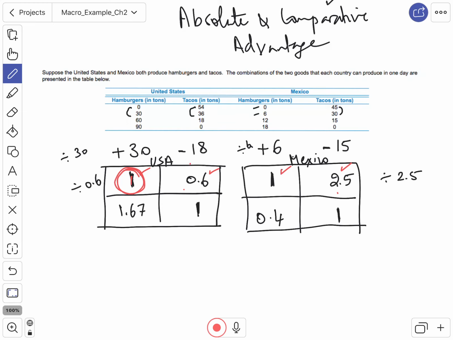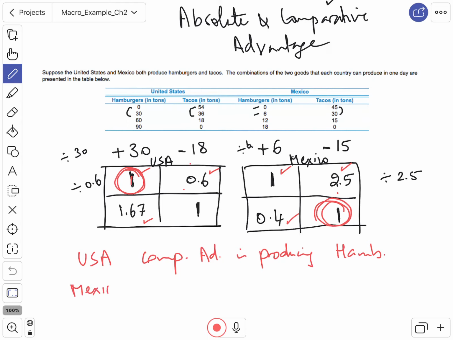What about 1 unit of tacos? As I can see here, 1 unit of tacos implies a loss of 1.67 tons of hamburgers. However, here it's only 0.4. So we can say that Mexico has a comparative advantage in the production of tacos. We can write it here: USA has a comparative advantage in producing hamburgers, and Mexico has a comparative advantage in producing tacos.